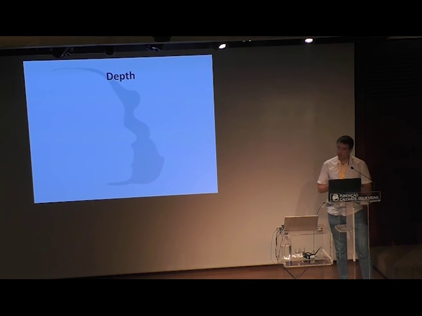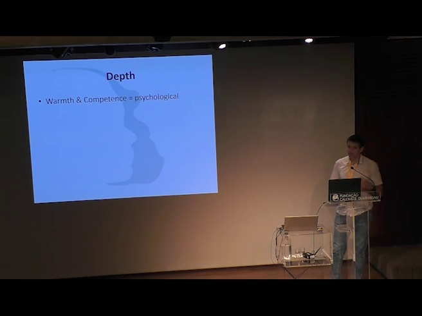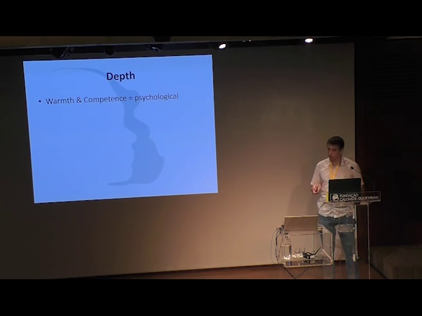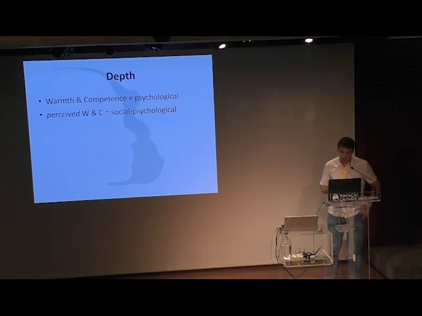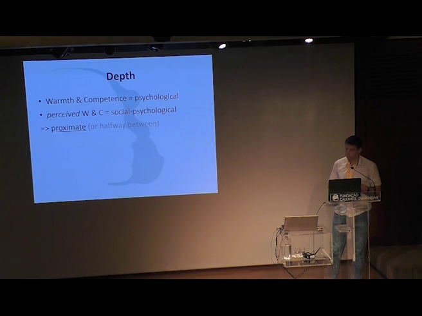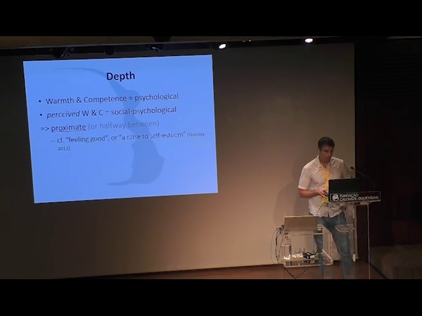Yes, and then finally, going in depth. This is much more challenging, and we have only like basic ideas of how to do this. So we would like to observe at the beginning that warmth and competence are psychological constructs. They don't talk about warmth and competence, they talk about perceived warmth and competence, which are social psychological, but they are still kind of proximate, right? Or maybe these are halfway between, not ultimate.